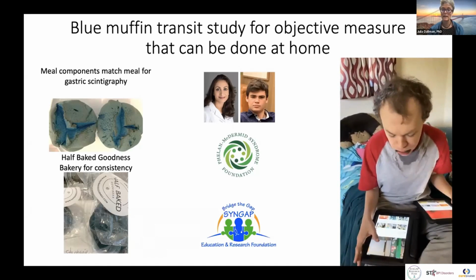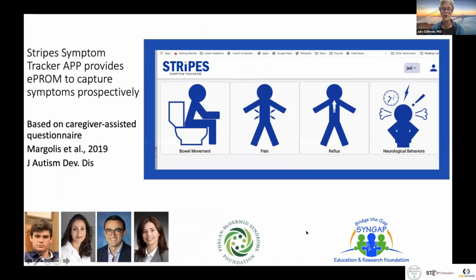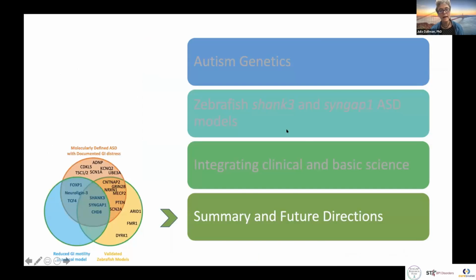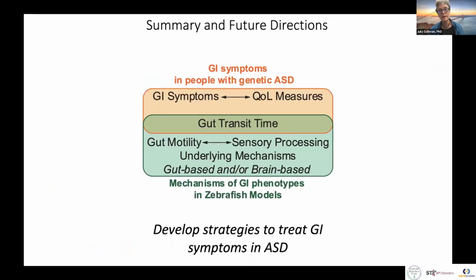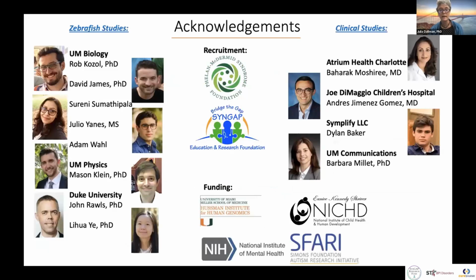Yeah, it's edible, huh? Okay, so we've also developed an app to try to do, in a prospective manner, gather these symptoms related to GI distress. And what we're hoping to do is use these measures in patient populations at the same time as we're looking for mechanisms of GI phenotypes in zebrafish models to develop strategies for these GI symptoms more generally. And this is the wonderful group that has supported this research. It's been a huge team effort. And so I think I have a teeny amount of time for questions if anyone has them.